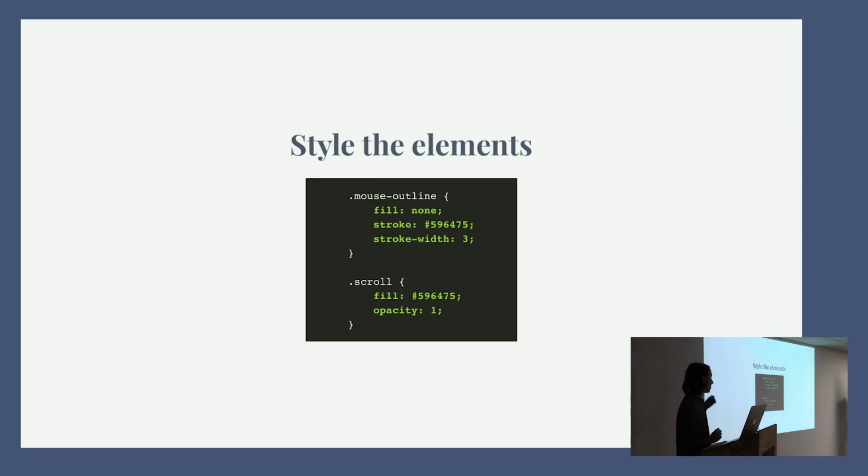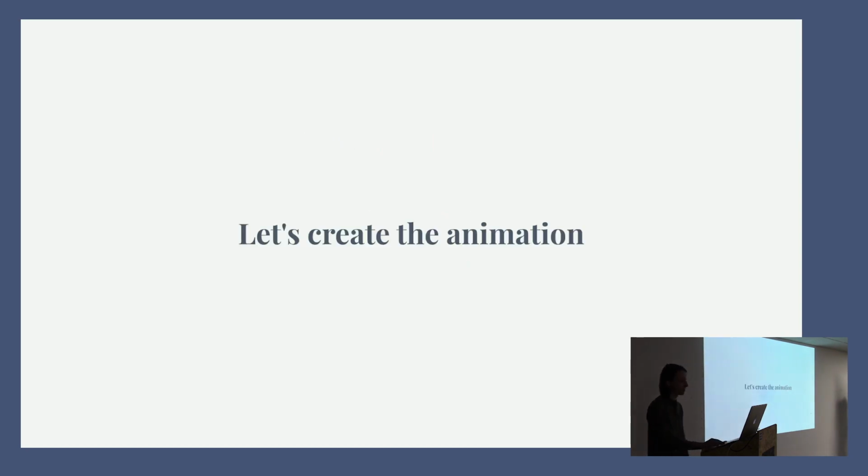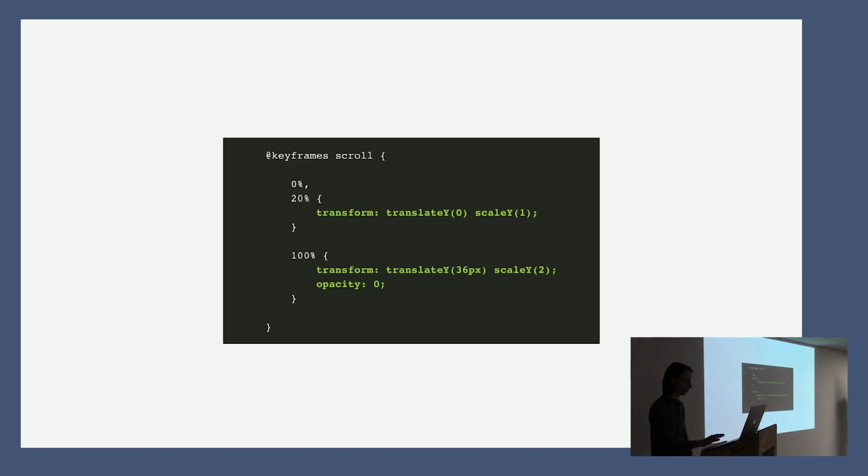So I'm saying the outline has no fill, but has a stroke width and color. And the scrolling wheel itself, the circle in the middle, has a fill color and an opacity. The opacity we'll come on to in a moment. So there you can see basic styles applied. We've gone from the shape to the styled element. So then we can start creating our animation, start having a play, see what we can do.